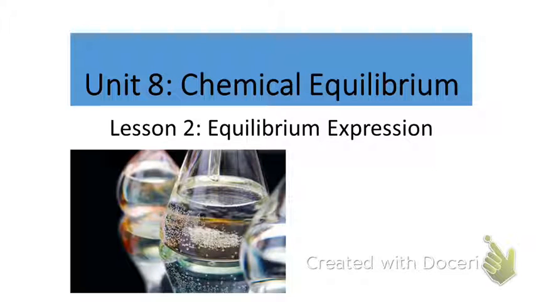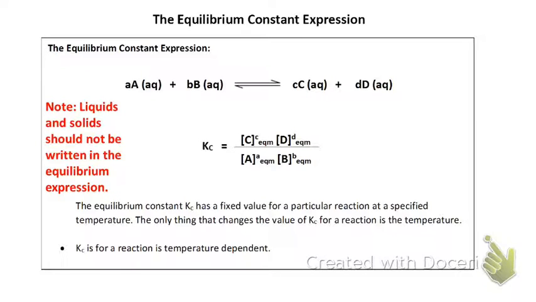Alright, let's start with lesson 2, the equilibrium expression. Now that we've looked at some basic ideas of equilibrium, understanding that when a reversible process occurs, the forward and reverse reactions, when they have established an equilibrium state, are occurring at equal rates.